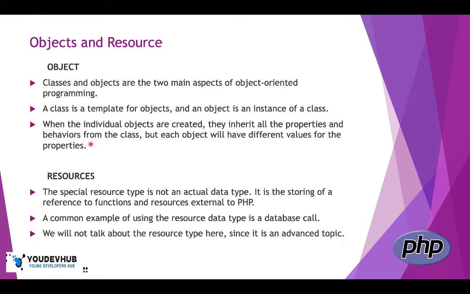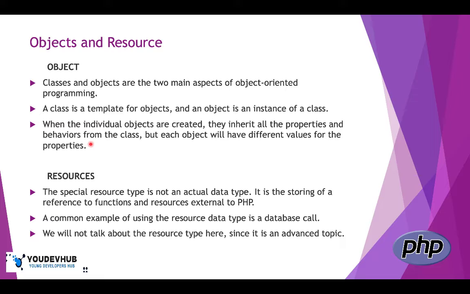Objects and resource. Classes and objects are two main aspects of object-oriented programming. A class is a template for objects, and an object is an instance of a class. When the individual objects are created, they inherit all the properties and behavior from the class, but each object will have different values for the properties. Objects, classes and resources will be dealt with in a later chapter as we progress in the course.